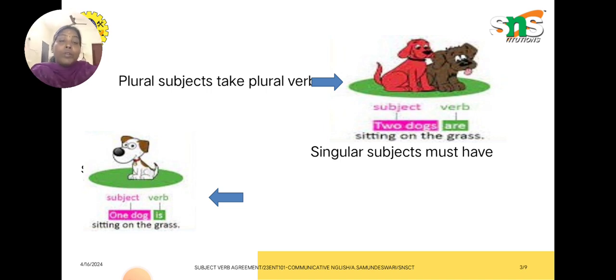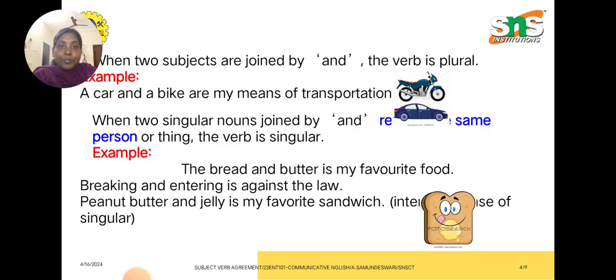So while preparing, if you compare the ideas, this topic will be very easy. If you mark answers without a clear understanding, it will be too difficult. So here we'll come back to the rules. A singular subject takes a singular form of a verb and a plural subject takes a plural form of a verb.